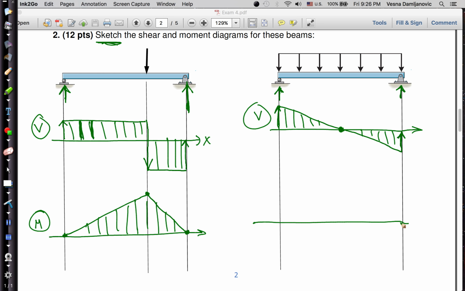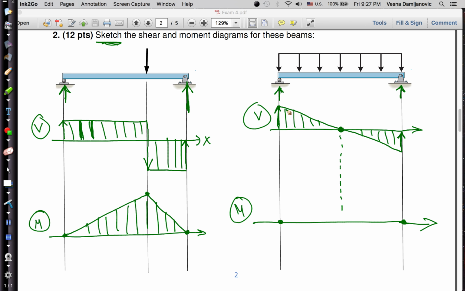Then the moments diagram, okay, we see what? There are no moments at either of the supports. So I know the moment has to go to 0 at this point. When you have a slope on the shear and it goes through 0, for that location you will have a maximum or a minimum. So let's just decide, is it going to be a maximum or a minimum in the moment diagram?